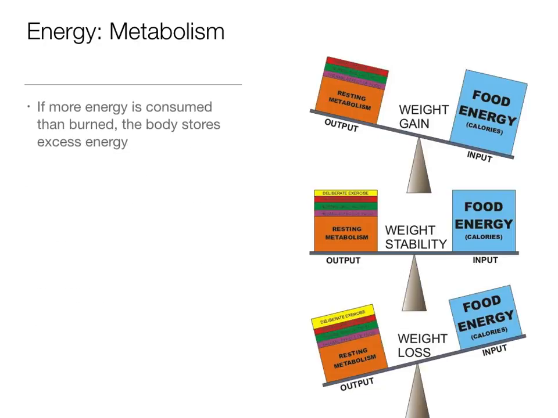Overall metabolism shows that if more energy is consumed than burned, the body stores excess energy and weight is gained. If energy in equals energy out, energy needs are in balance and we'll have weight stability. This means that the amount of kilojoules consumed from the diet is equal to the amount of energy expended through BMR, the thermic effect of food, and any physical activity undertaken.